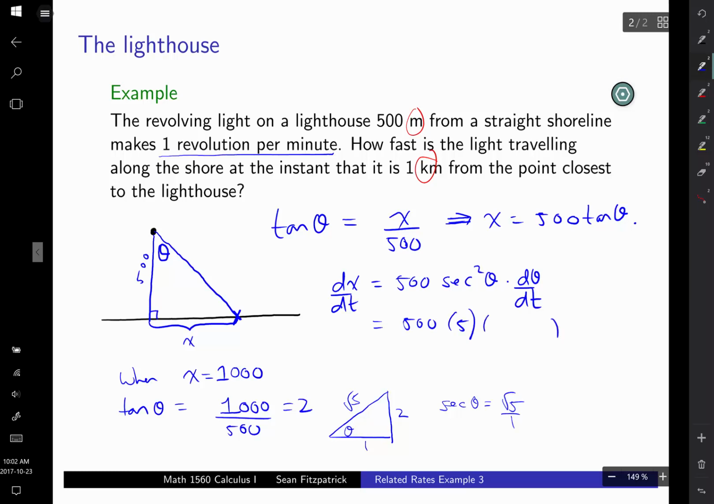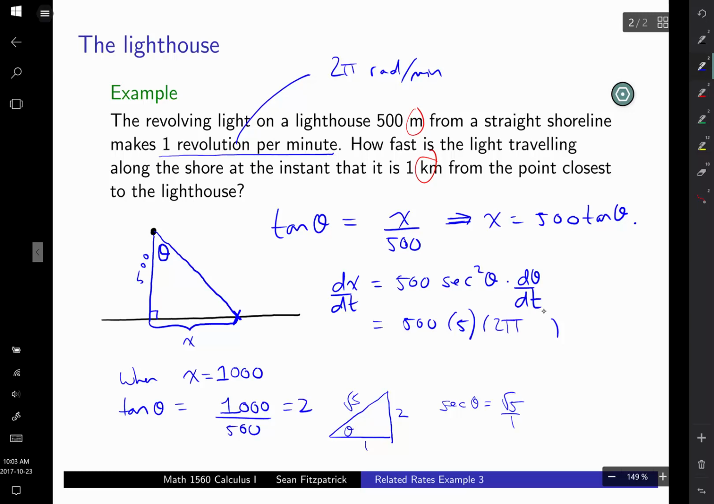And now we have to be a little bit more careful. 1 revolution per minute is how many radians per minute? Remember that we are working in radians. Angles are always measured in radians for calculus problems. Otherwise, none of those derivative formulas are correct. So how many radians in 1 revolution? Well, 2 pi. That's a full revolution, right? So this is 2 pi radians per minute. Okay, so we put that in.